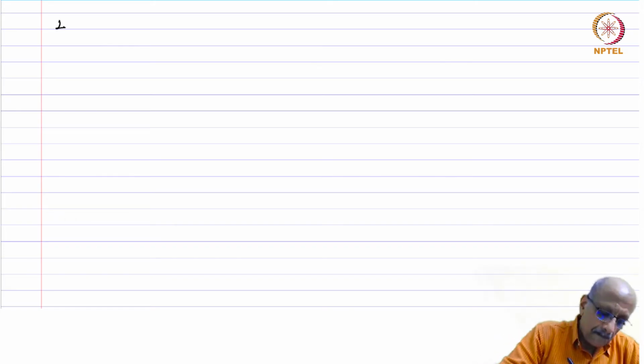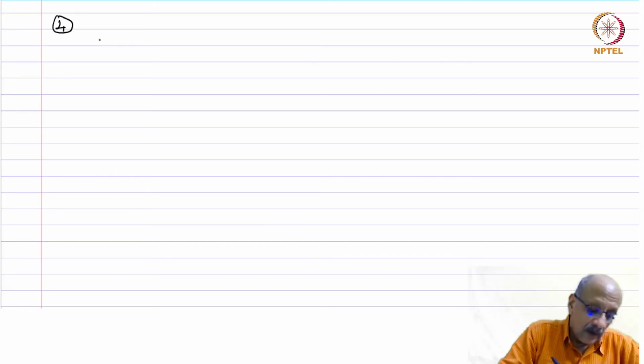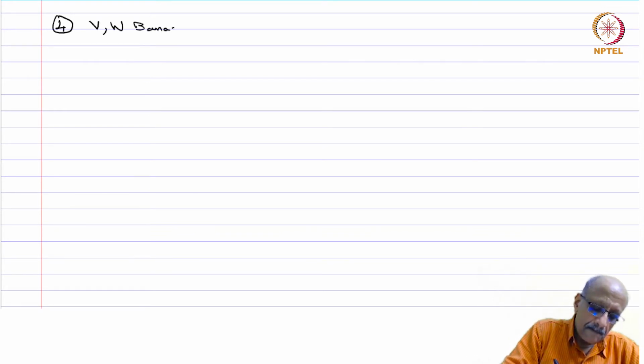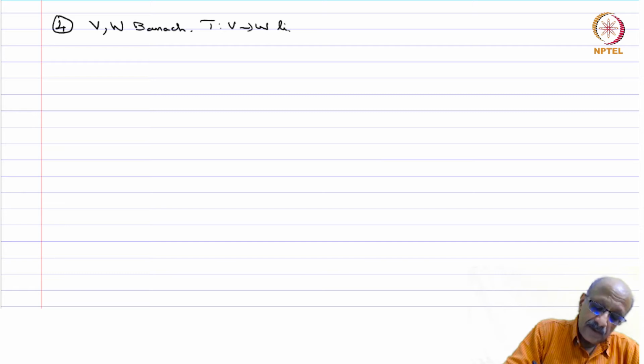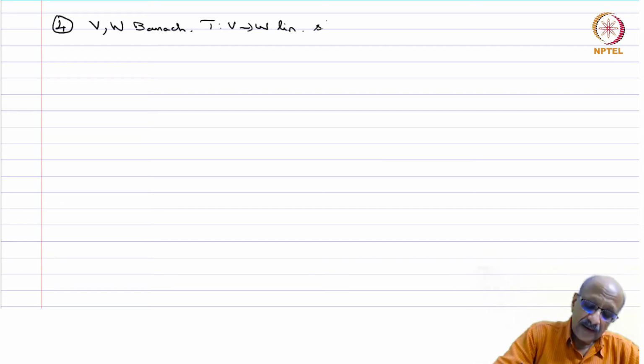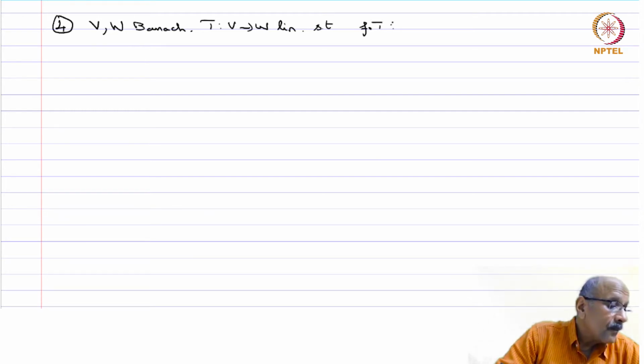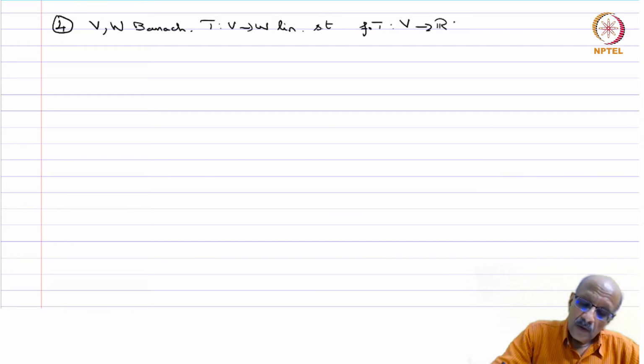F4. So V, W Banach and T from V to W linear such that F composed with T, from V to R, is continuous for all F in W star.